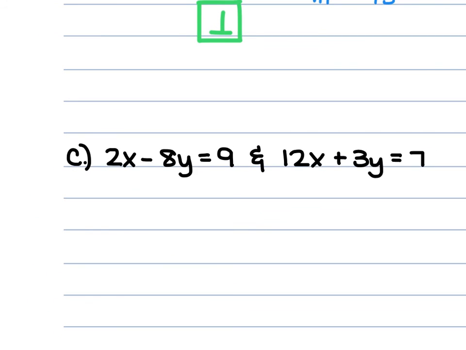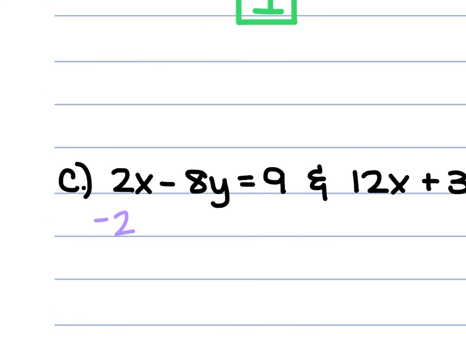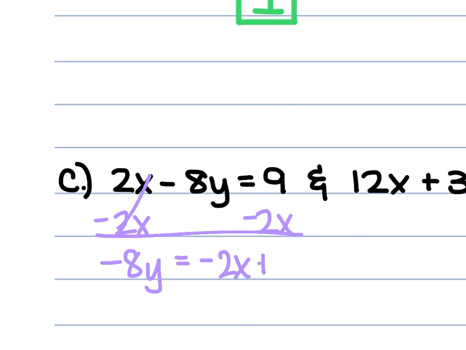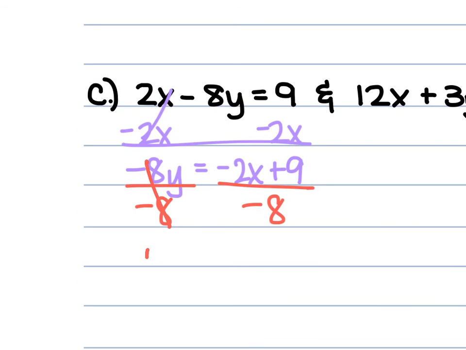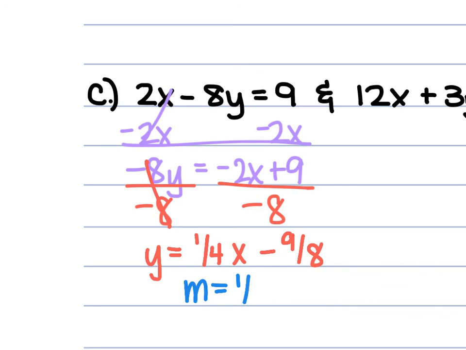For C, we have 2x minus 8y is equal to 9, and 12x plus 3y is equal to 7. So we're going to move the 2x over by subtracting it. Negative 8y is equal to negative 2x plus 9. Divide each side by negative 8. Remember to flip the signs on everything. We have y is equal to 1 over 4x minus 9 over 8. So our slope for this one is 1/4.